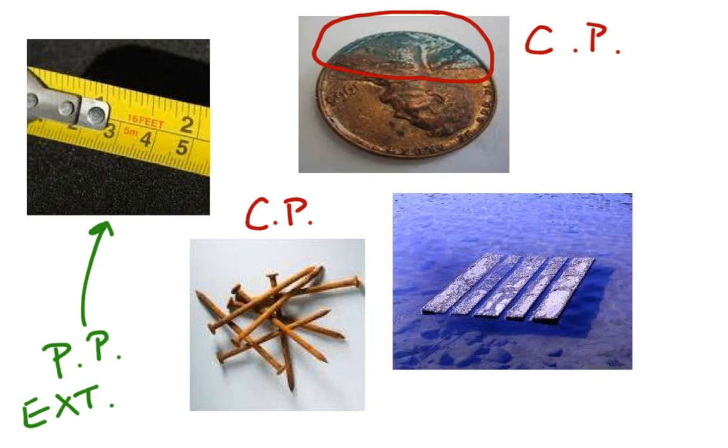The last picture could be a little bit more difficult. We have wooden planks floating on some water. Now, flotation in itself is not necessarily a property. But what causes flotation to take place is the fact that our raft here is less dense than the water that it's floating on. And density is a physical property. Furthermore, it's an intensive physical property.